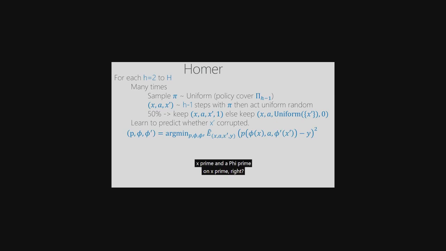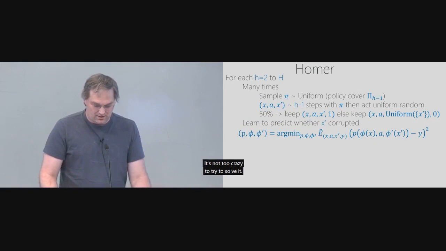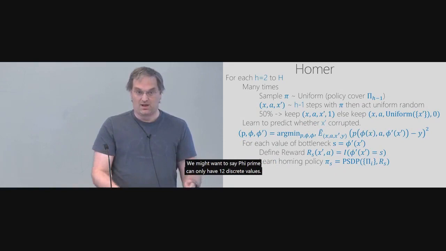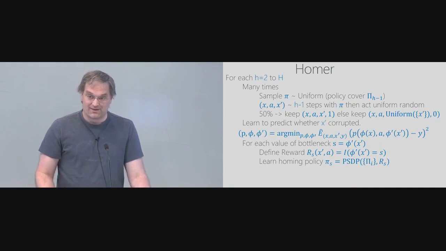Okay, so let's assume we can solve this problem. This is a standard supervised learning problem. It's not too crazy to try to solve it. Assuming we solve it, we can look at all of the values that phi prime takes. Now, in particular, we might want to restrict the range of phi prime. We might want to say phi prime can only have, say, 12 discrete values. We're going to define a reward, which is 1 whenever we achieve that value.